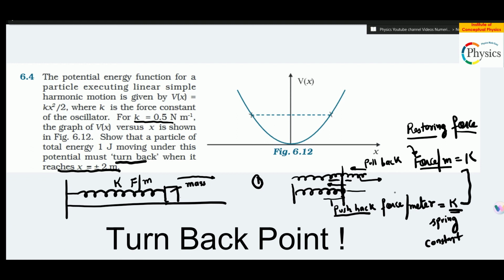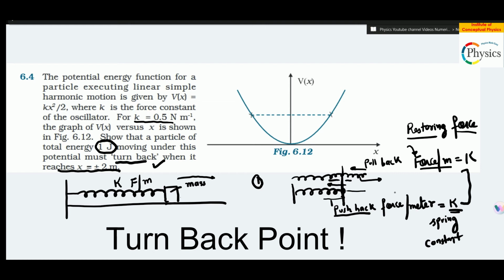So the body has probably moved to extreme positions of elongation and compression, and therefore the restoring force is the highest, and therefore the body wants to turn back. I hope the meaning of the word turn back is clear. At the point of turn back, what happens? The potential energy is highest, and the whole energy actually is potential energy. So this 1 joule will be completely potential energy. There will be no component of kinetic energy here, right? You need to prove that this is the point of x equal to plus minus 2 meters. It's a turn back point.